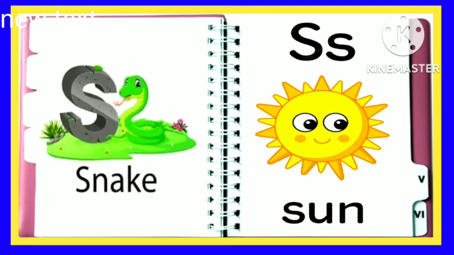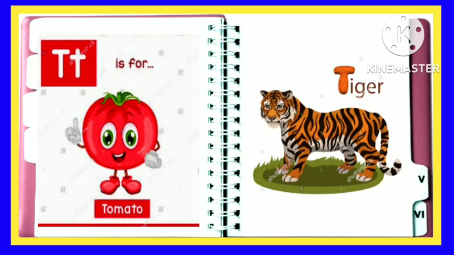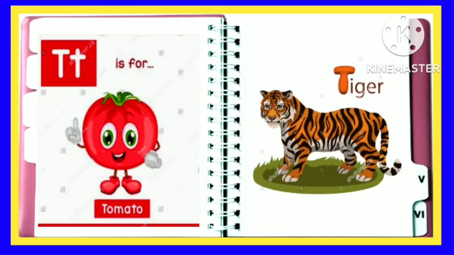S for snake and S for sun, sa sa sa. T for tomato, T for tiger, dot dot dot.